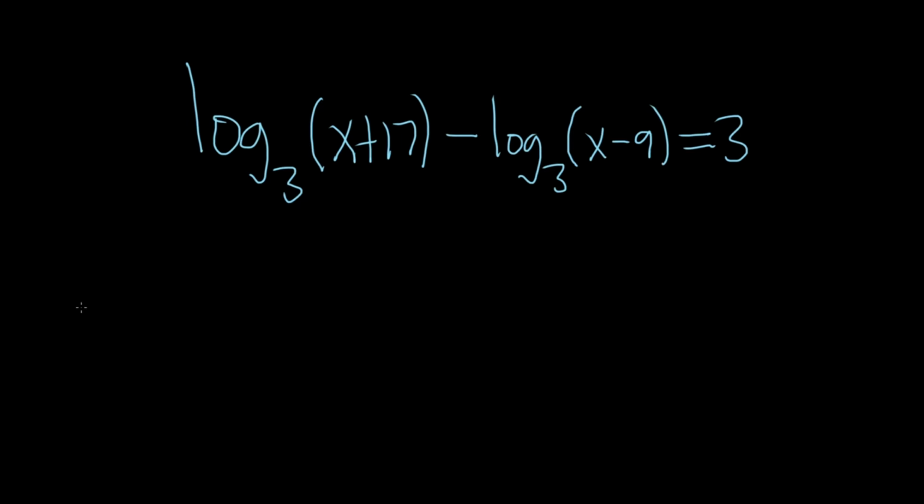In this problem, we have an equation with 2 logarithms, and we're going to solve for x. So the first thing to do, solution, is to combine the logs. Because we have a minus, it's going to turn into a fraction. So the subtraction turns into a fraction. The rule is if you have log base b of x minus log base b of y, that's equal to log base b of x over y.